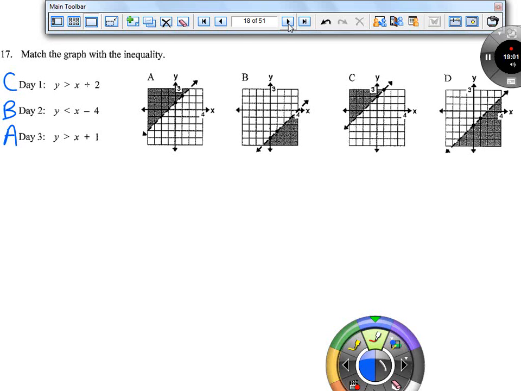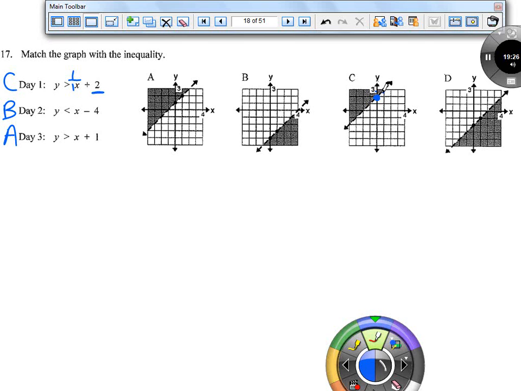Match the graph. Inequalities are the same thing as lines, but you've got to do a little shading. So this one has a y-intercept of 2. So I would look for a graph that has a y-intercept of 2. It looks like it would be this one. The slope is whatever's in front of the x, so there's nothing there, so it's a 1. So I'd go up 1, over 1.